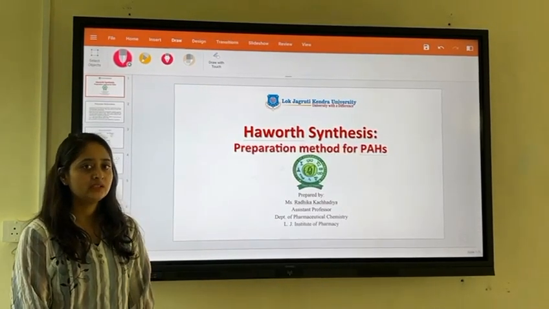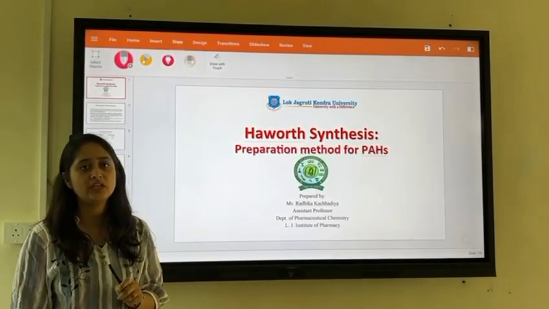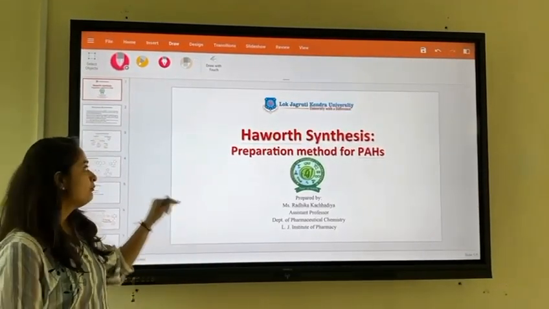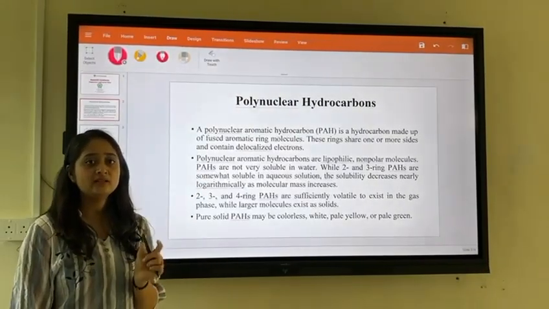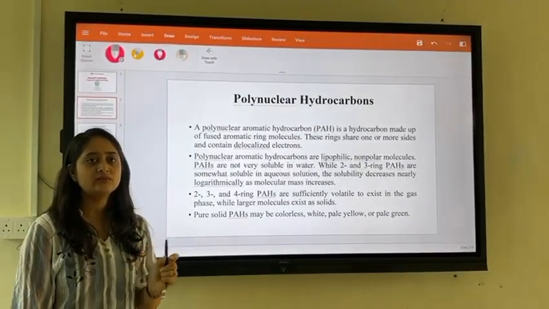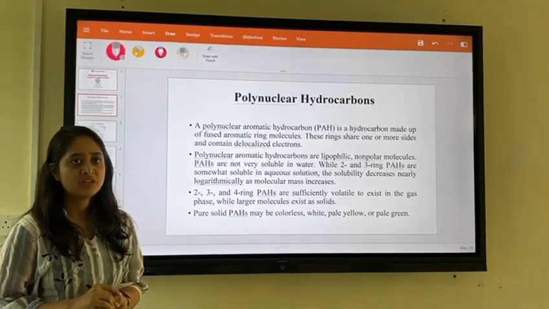Today I am going to discuss Haworth synthesis, which is the synthetic method for the preparation of polynuclear aromatic hydrocarbons. Polynuclear aromatic hydrocarbons, as the name itself suggests, contain more than one nucleus. It means more than one aromatic ring, and they have only hydrogen and carbon in their structure.